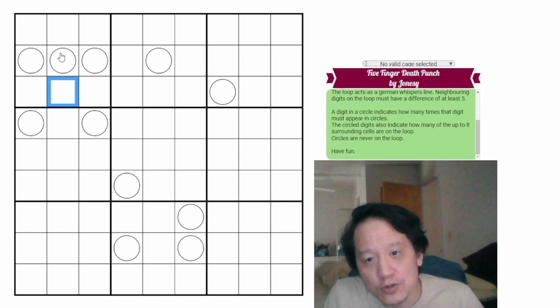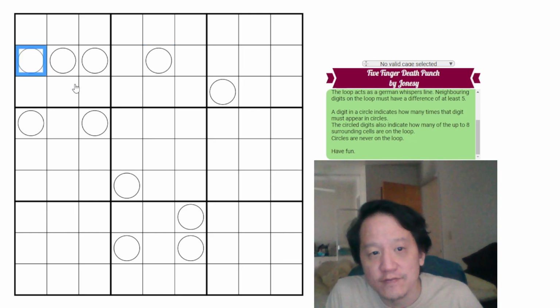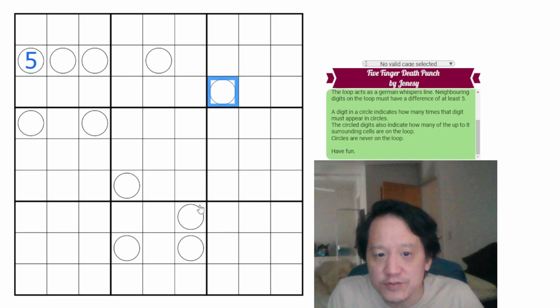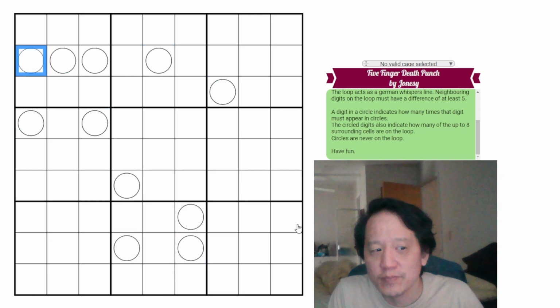A digit in a circle indicates how many times that digit must appear in the circles. So, for example, if this had a 5 here, that means there would have to be 5 5s in all of these circles. That gives you a constraint that's actually pretty useful. We'll talk about that later in the solve.